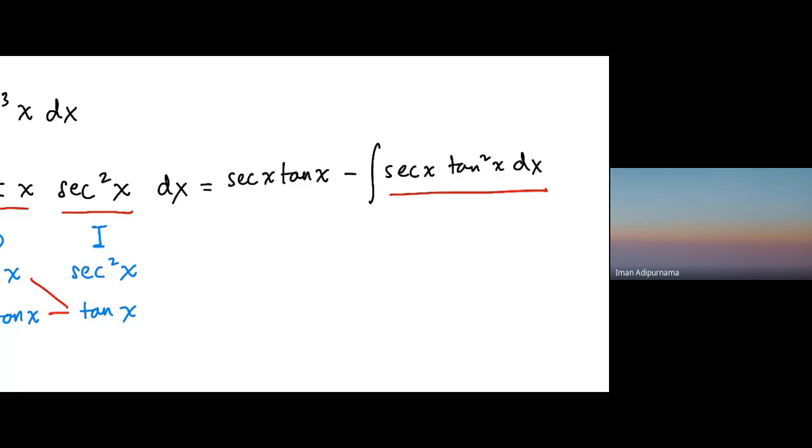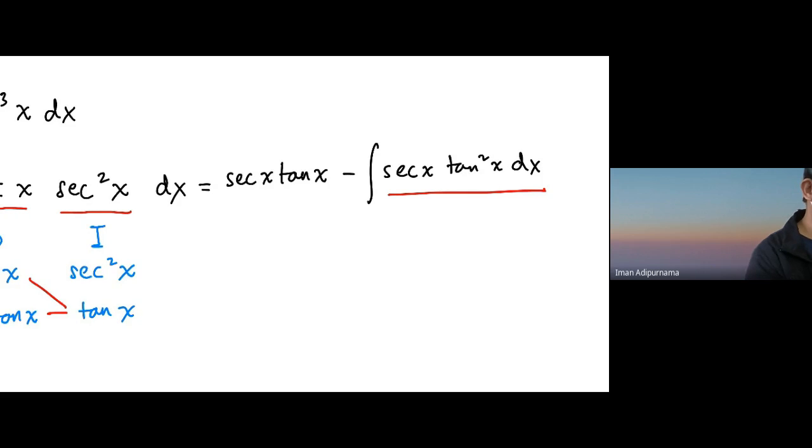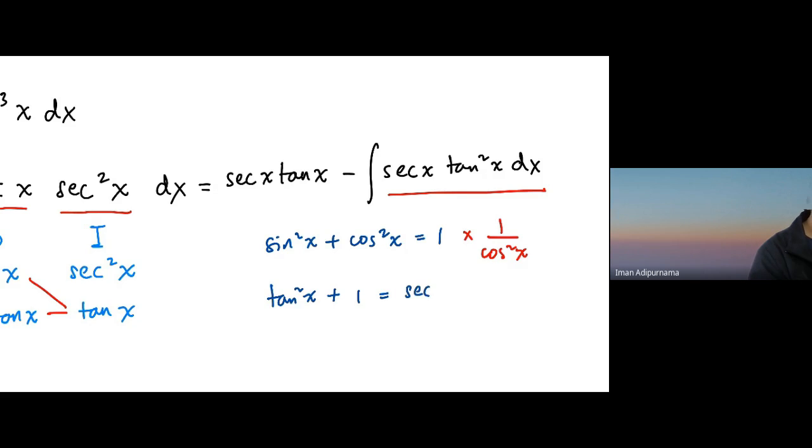Okay, so let me just write the trigonometry. This is what I usually write if I forget, and then multiply with 1 over cos squared x. This becomes tangent squared x plus 1, and this becomes secant squared x. So I know that the tangent squared x is secant squared x minus 1.